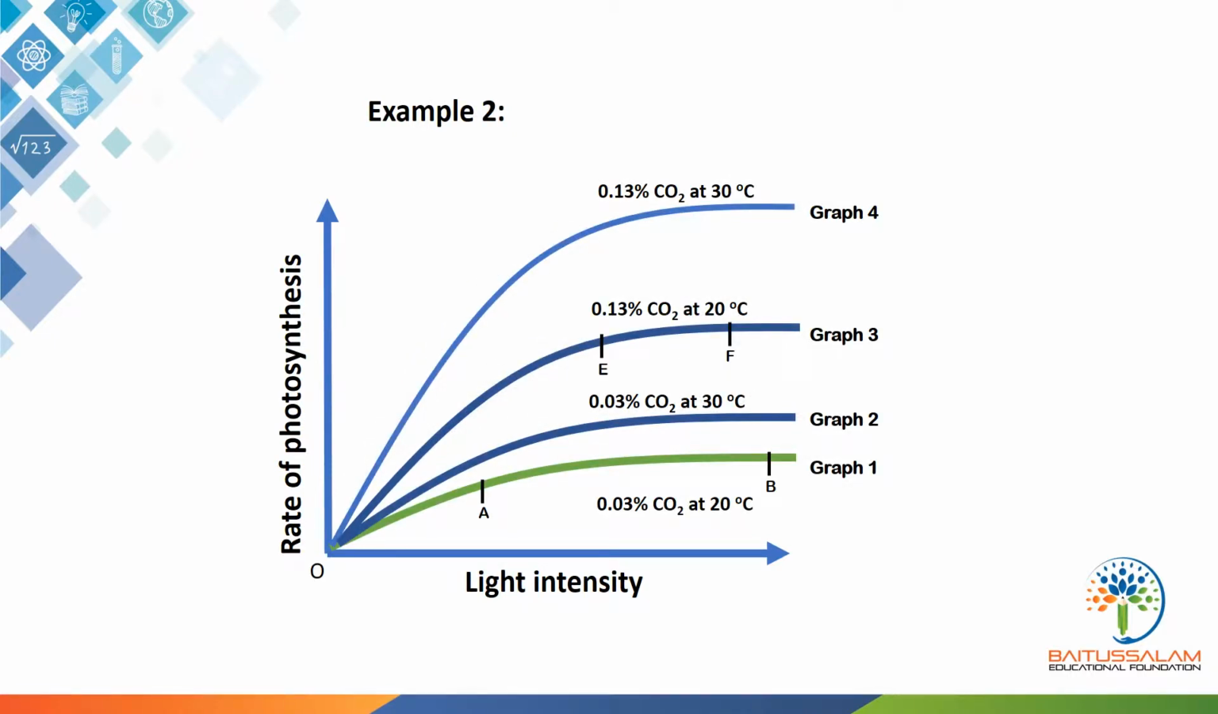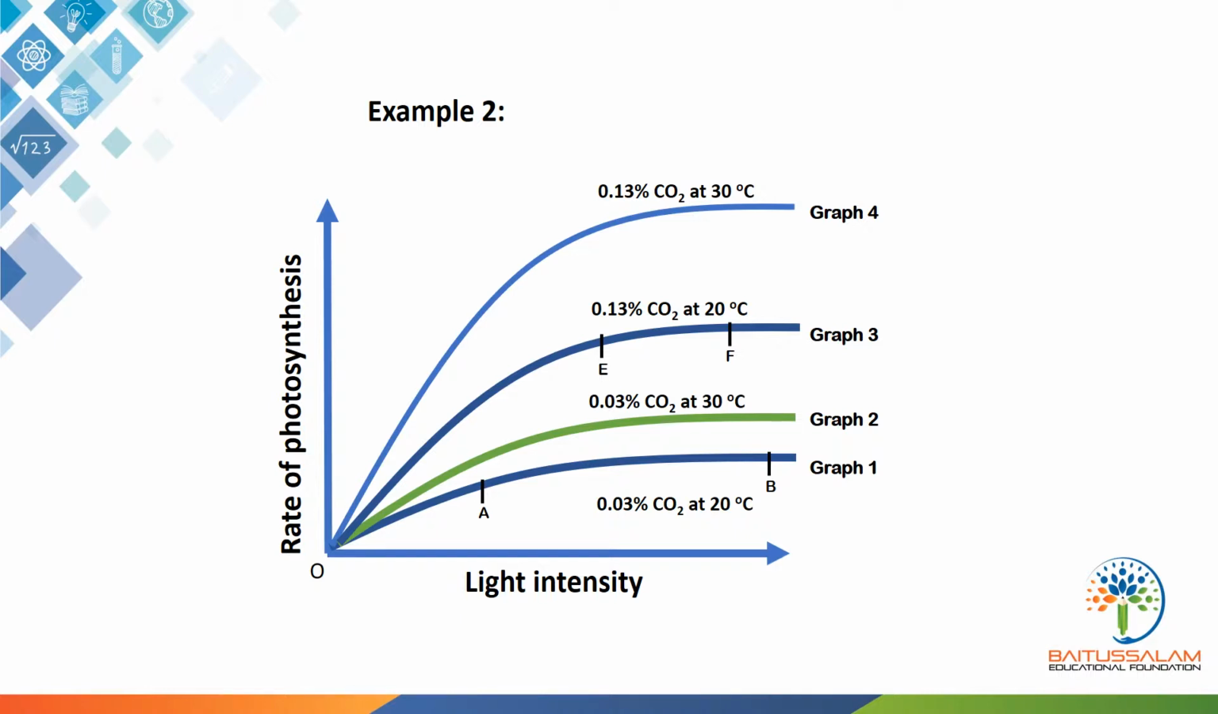Study example 2 carefully. For graph 1, as the light intensity increases, the rate of photosynthesis increases from O to A. Light is a limiting factor. Light is no longer a limiting factor beyond point A since the rate remains constant even though light intensity increases. Temperature or carbon dioxide concentration may be the limiting factor that causes the leveling off of the graph along AB.